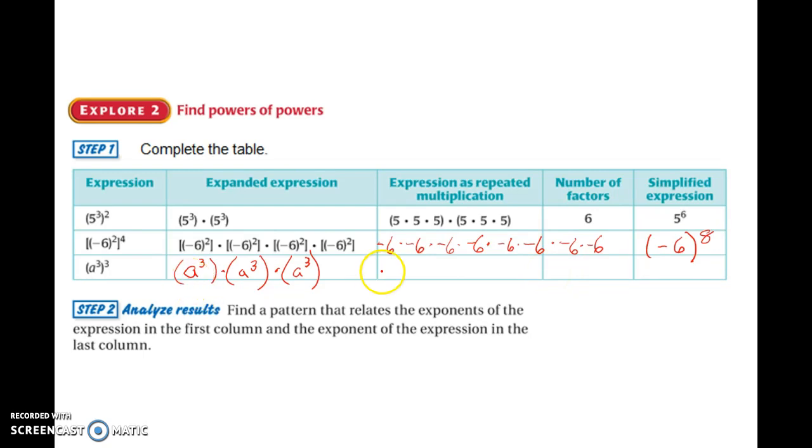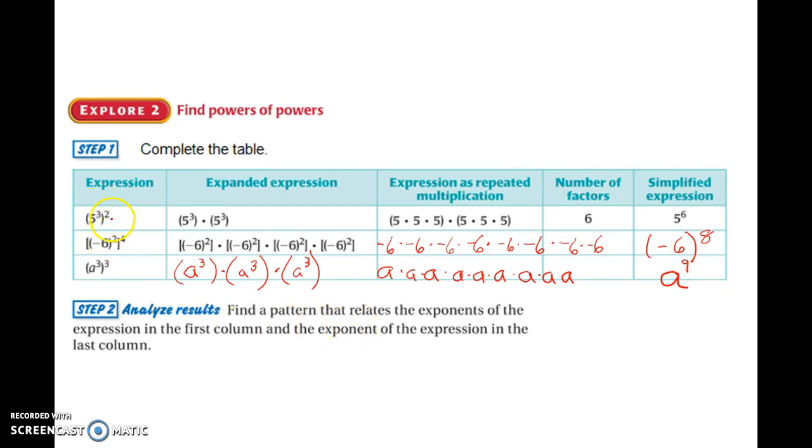A to the third is really just A times A times A. And then we have another group of that, A times A times A. And another group of that, A times A times A. So if we look here, we have 1, 2, 3, 4, 5, 6, 7, 8, 9 factors of A. So this would be simplified as A to the 9th power. I hope that you're seeing the pattern.